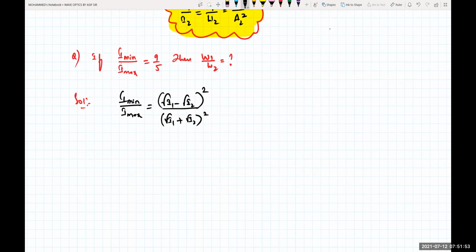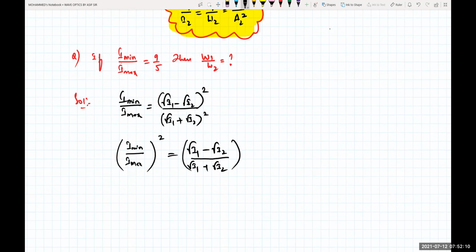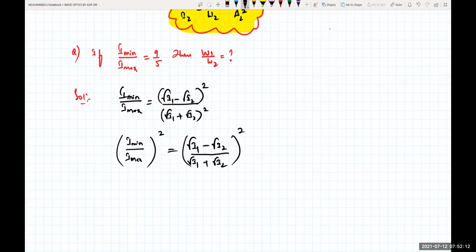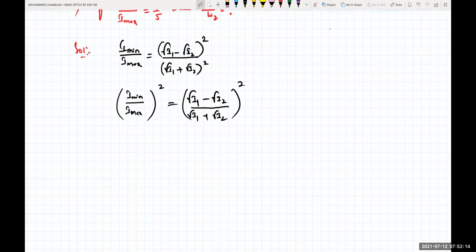3. So squaring on both the sides, I can write this one as root of I minima divided by I max is equal to root of I1 minus root of I2 divided by root of I1 plus root of I2. Isn't it? Is that clear? Square ఉండదు కదా, తీసేస్తున్నాం. అంతేనా?